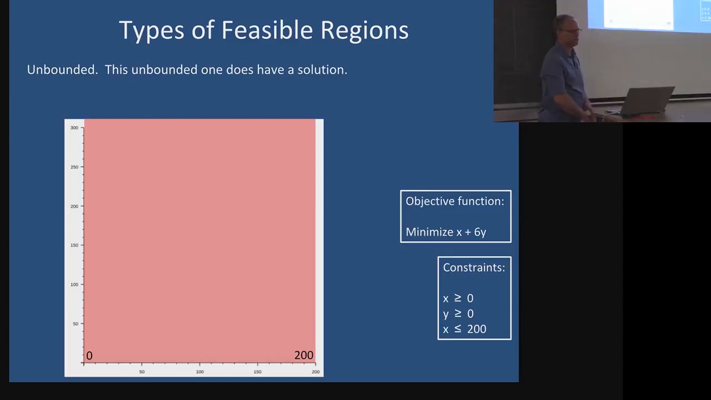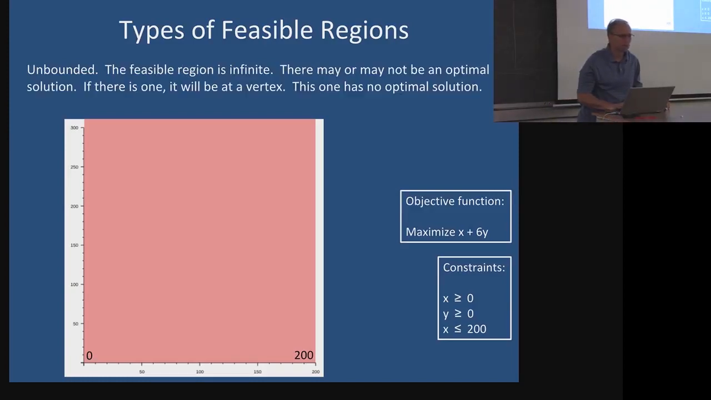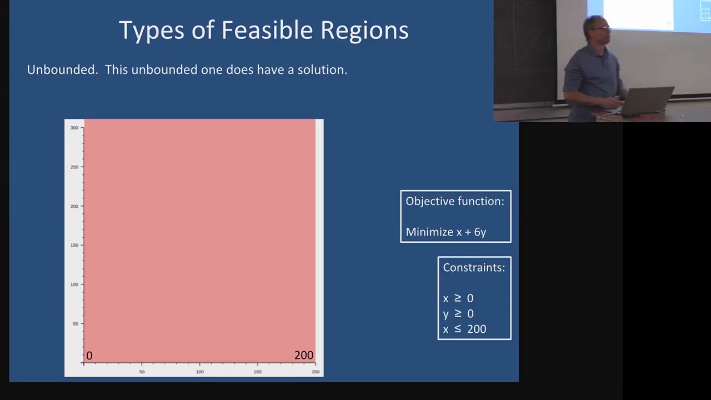On the other hand, what about that one? What did I change? You minimize instead of maximizing. Oh yeah, so I'm minimizing it, and that does have a solution. The solution is always at a vertex. If there's no vertices, you're out of luck. But in this case, there are 2 vertices, and one of them is the minimum. Namely, that one there.